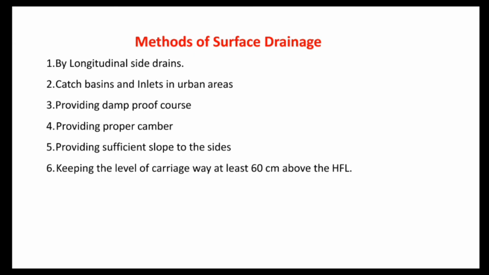The methods of surface drainage: first is the longitudinal side drains method. Second is the catch basins and inlets in urban areas. Next, providing damp proof courses. Next is providing the proper camber to the pavement roads. Next is providing sufficient slopes to the sides. And lastly, keeping the level of the carriageway at least 60 cm above the high flood level.